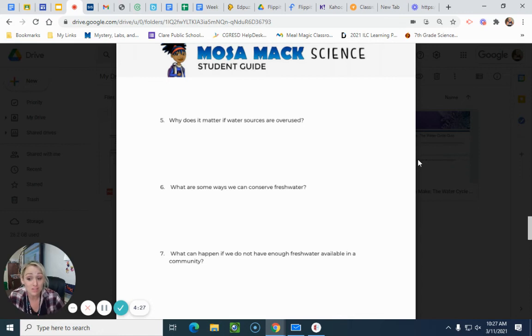Number 6, what are some ways we can conserve that water? We can turn off the faucet while we're brushing our teeth. We can fix leaky faucets so that they don't overuse fresh water. We can take shorter showers. There are a lot of things we can do to conserve water.